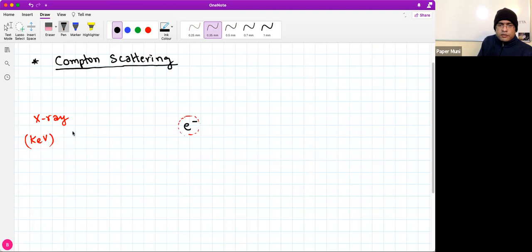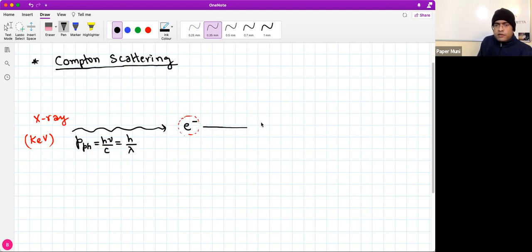So this is the ray coming in. Now the momentum of the photon is given by h nu by c, which is h by lambda. Okay, so this hits the electron. We need a dotted line here just to show the angles.